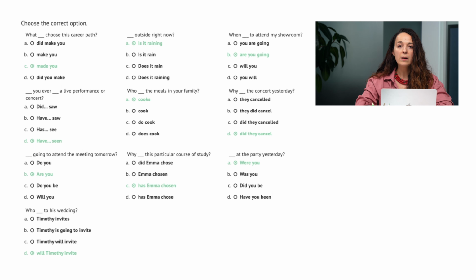The same goes for number 7. It's a general question, basically yes or no question, and not a question to the subject. That's why the auxiliary verb are goes before you. And we're ready for our final task for today.